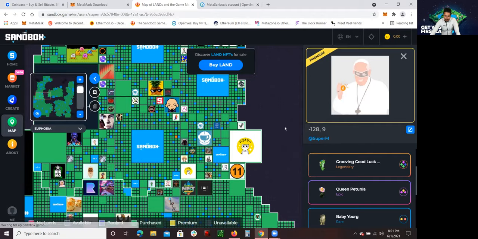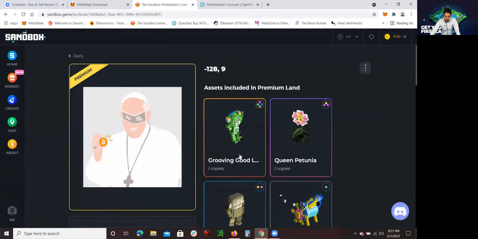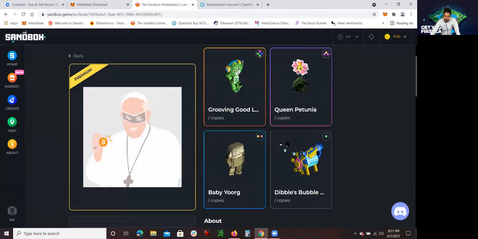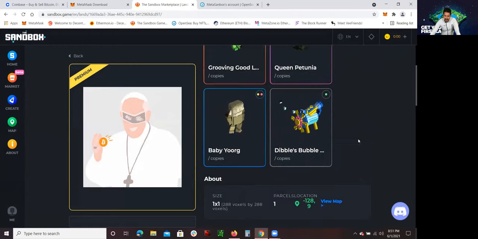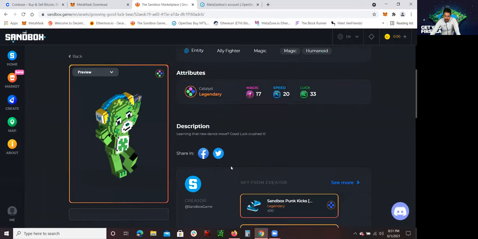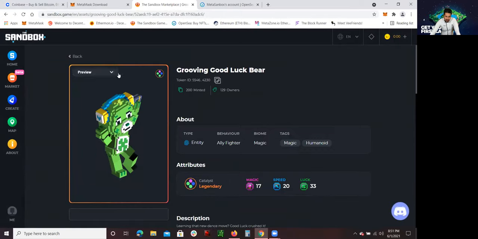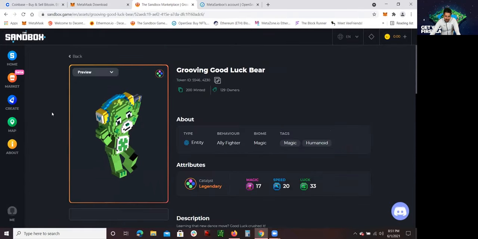So once the sandbox goes live, including with my land, I'm gonna have these characters, these NFTs. Actually, let me click on it really quick so I can show you guys more details of what this land is all about. So with this land, premium land includes these assets. I get these little digital assets. These are also NFTs. Now, I'm not sure if I am able to sell them separately, but I know they come with the land. So once the land goes live, these characters will be popping up on my land and probably walking around and stuff like that. Here's a little preview of what these little characters do. It looks like a little grooving good luck bear. I kind of like that. And that's pretty much the land that I got, guys.